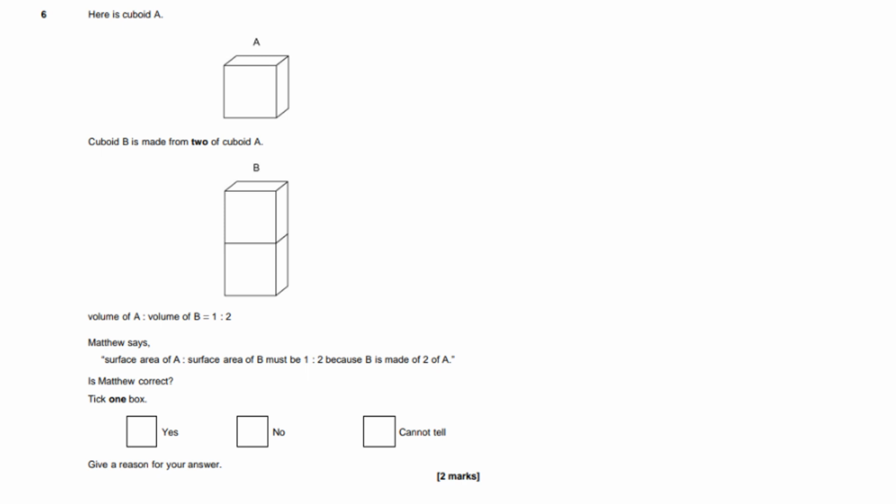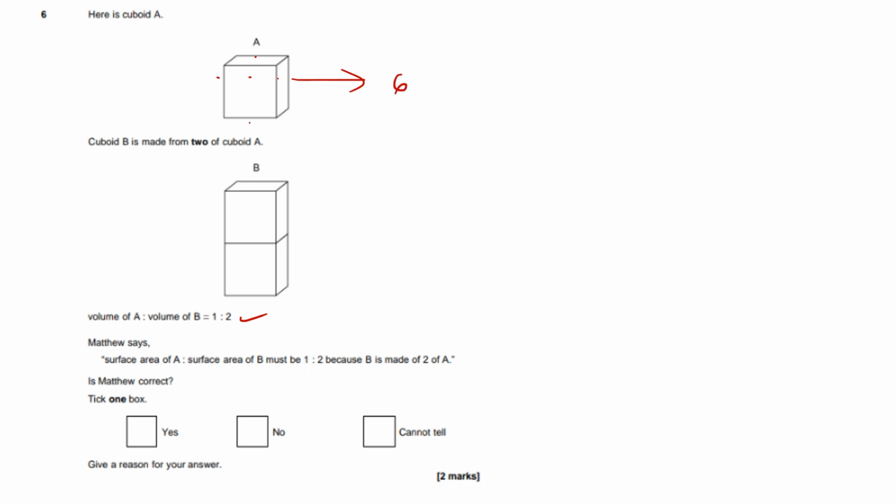Volume of A to volume of B is 1 to 2. Okay, so that's a ratio. So Matthew says the surface area of A to surface area of B must be 1 to 2 as well, because B is made of 2 of A. Right, the surface area of this one is going to be 1, 2, 3, 4, 5, and then you've got one at the back, 6.